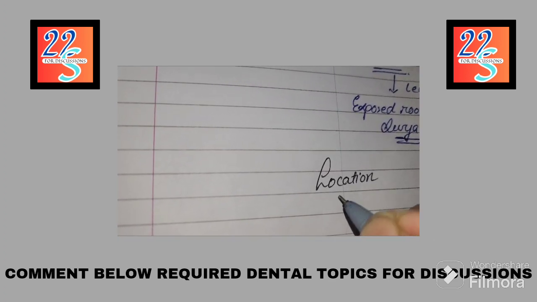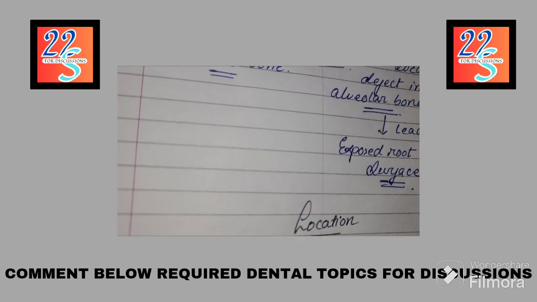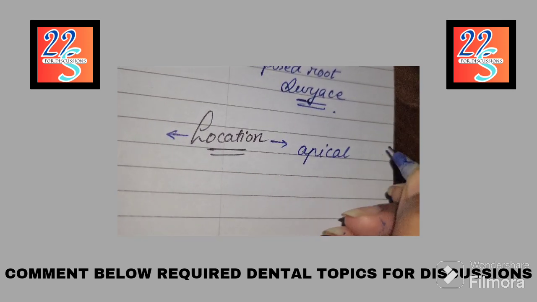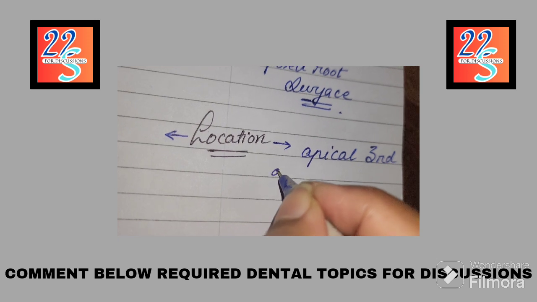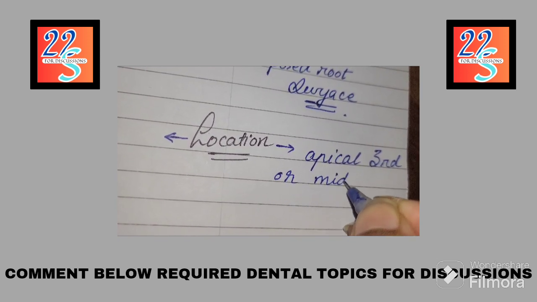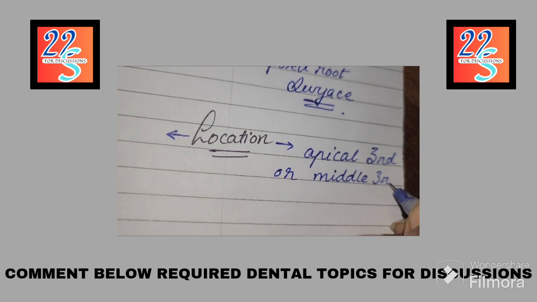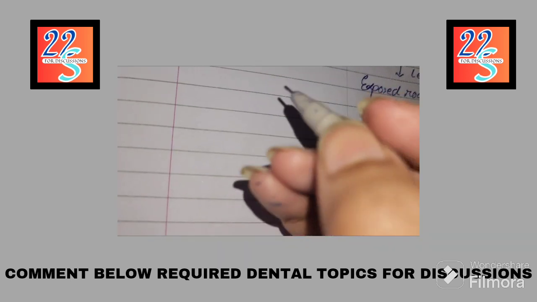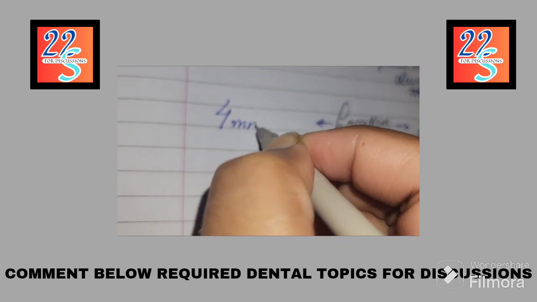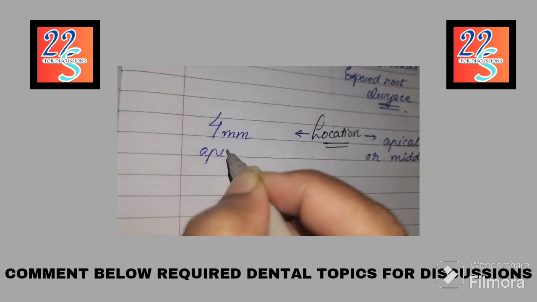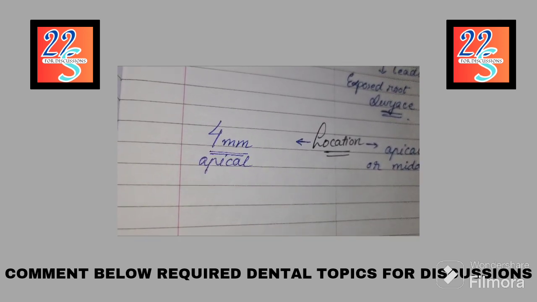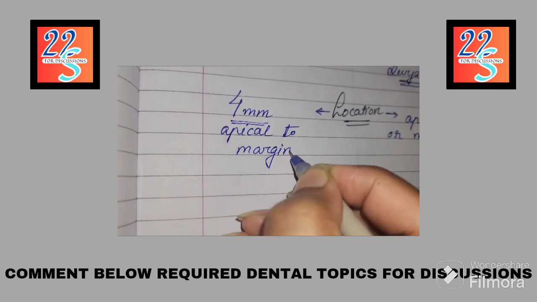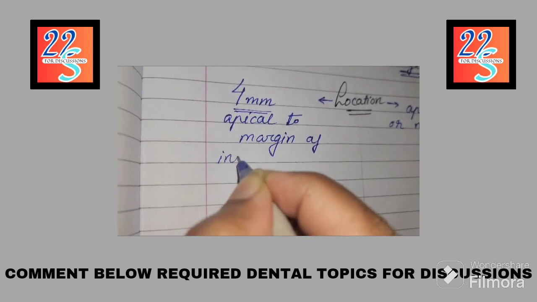Now come back to the second factor of differentiation, location. Where will you look? First, fenestration: I'm talking about apical third or middle third. These are the words you need to use while answering your question; you should not get confused. Just come to the main point: fenestration, apical third or middle third. While dehiscence is 4 mm apical to the margin of interproximal bone. 4 mm apical to the margin of interproximal bone.